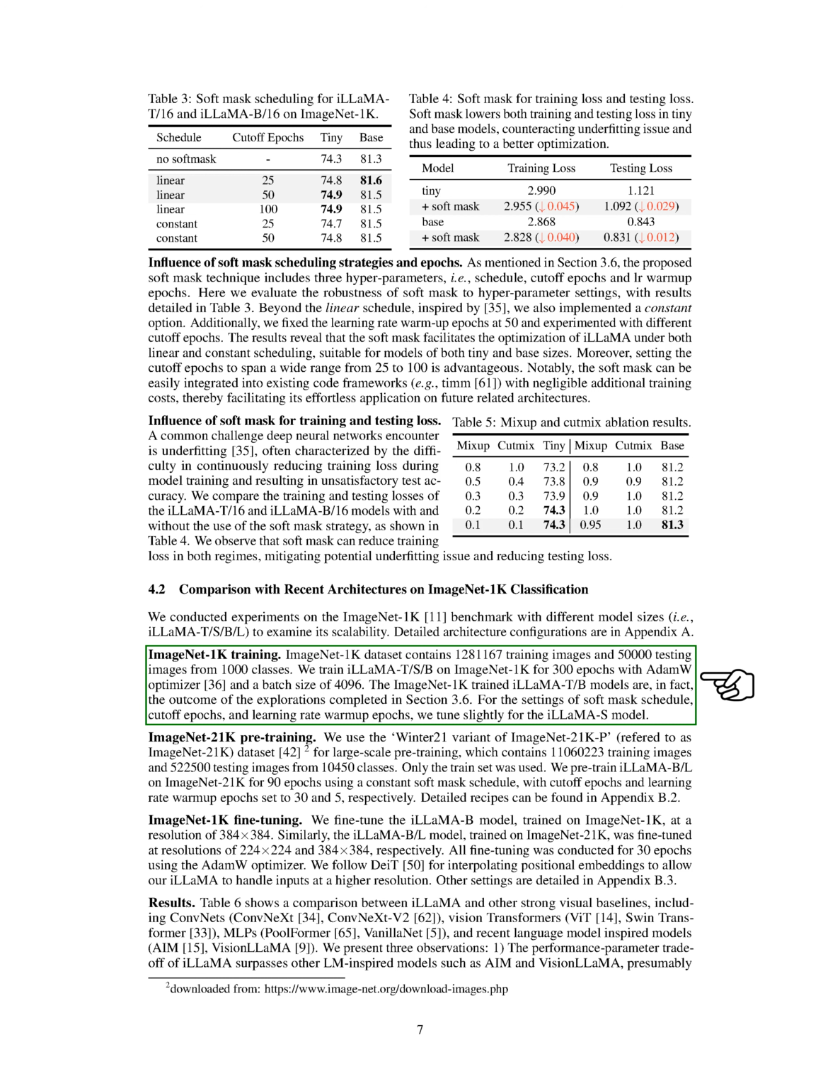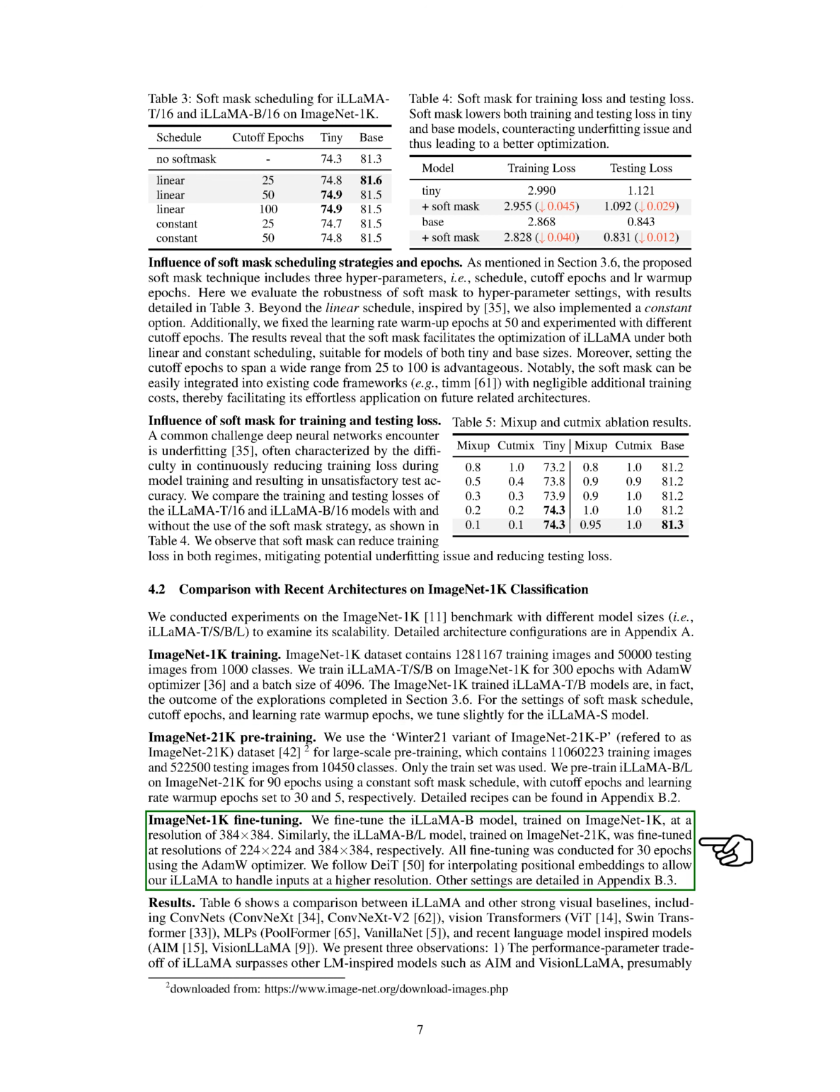When fine-tuning on ImageNet 1K, we fine-tuned the LLaMA B model at a resolution of 384 by 384. Similarly, the LLaMA B-L model, pre-trained on ImageNet 21K, was fine-tuned at resolutions of 224 by 224 and 384 by 384. All fine-tuning was done for 30 epochs using the AdamW optimizer. We followed the DeiT method for interpolating positional embeddings to enable our LLaMA to handle inputs at higher resolutions.